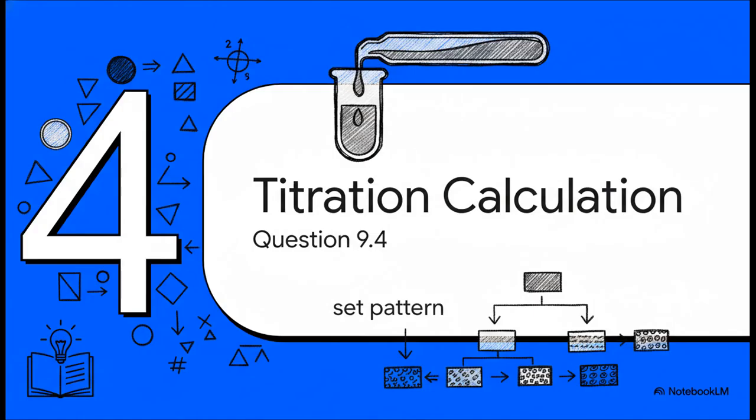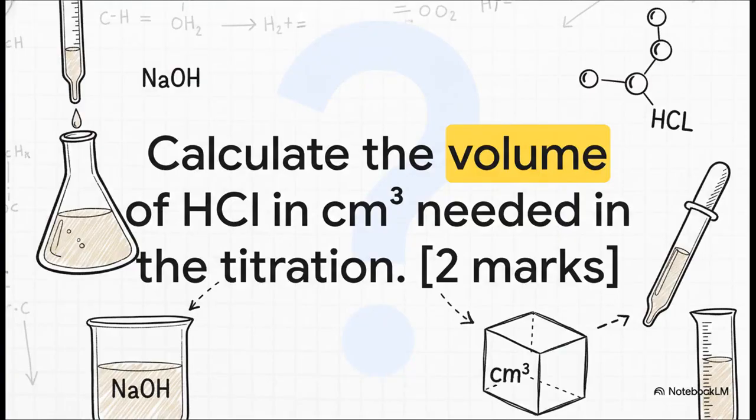All right, it's time for the maths. Now don't worry, titration calculations always follow a set pattern. If you can learn the steps, you can pretty much tackle any of them. Let's break this one down. So here's the problem. We've been given the moles of sodium hydroxide and the concentration of the hydrochloric acid. We need to figure out the volume of the acid we used, and this is super important. The answer has to be in cubic centimeters.